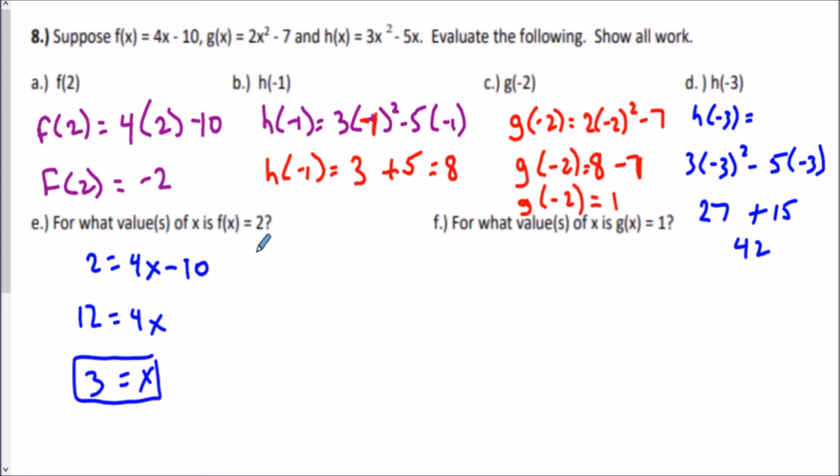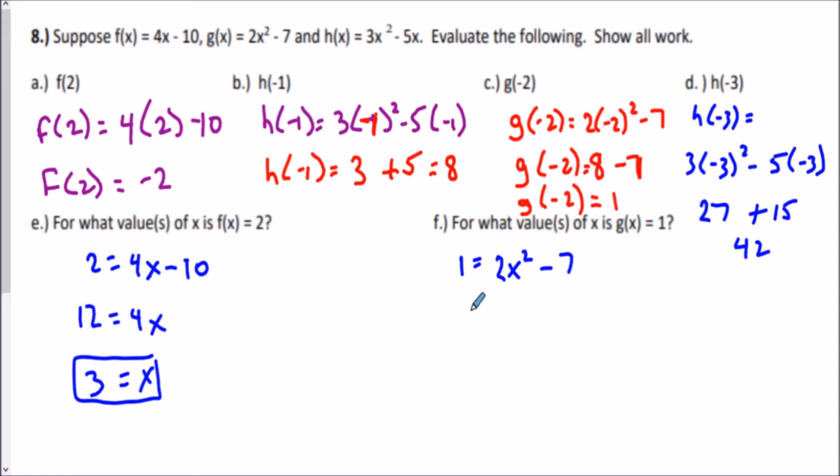For problem letter F, same basic idea. I'm going to go up to the g function, and I'm going to plug in a 1. So this one's going to look like 1 equals 2x squared minus 7. And then we're going to just solve this one. We're going to solve letter F exactly like we solved letter E, except once the x squared is alone, we have to get rid of the squared using square root. Everything else will be the same, though.